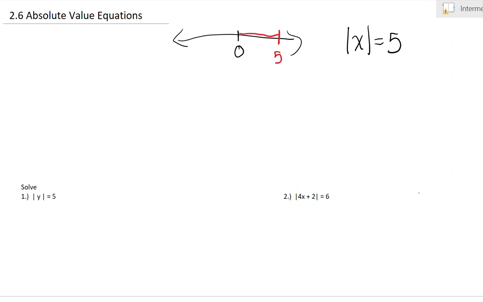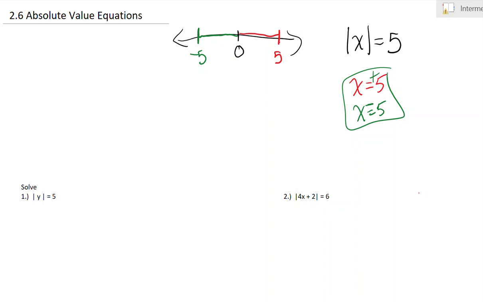Going to the right is easy enough. We see that positive 5 has a distance of 5. But it can also go in the other direction, to the left. So it would also be negative 5. So we end up getting two solutions for this. Absolute value of x equals 5: x could either be positive 5 or negative 5. So it produces two solutions, again, because of distance to 0.